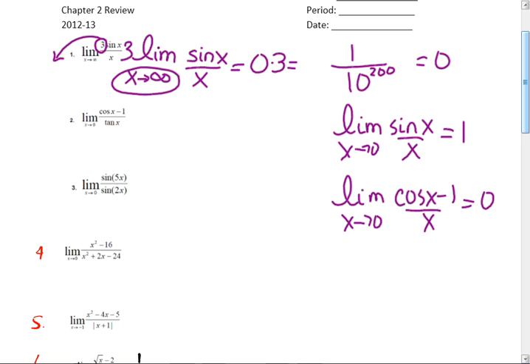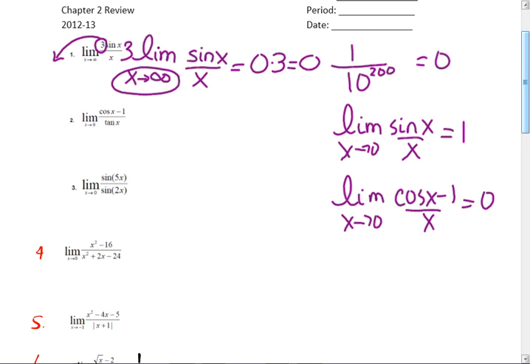What's 3 times 0? 0. Okay. As x goes to 0, not infinity. I know, I fall in that trap all the time. Yes. Well, yes, this particular problem is.